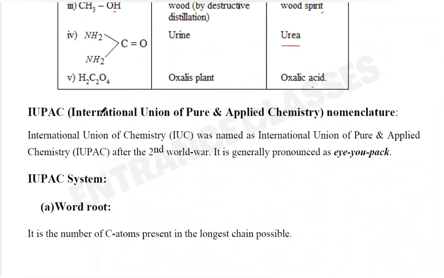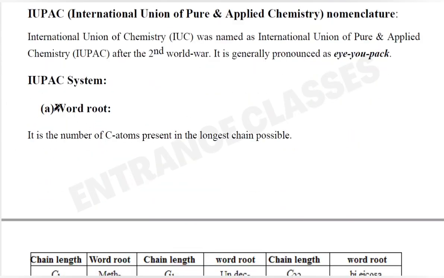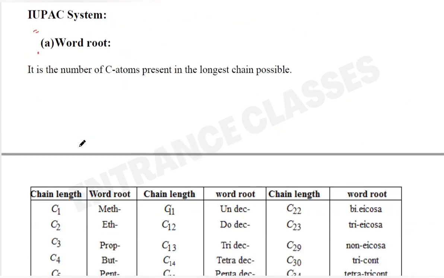Now IUPAC, International Union of Pure and Applied Chemistry. First of all, we have to know the rules. Word root. What is word root? It is the number of carbon atoms present in the longest chain possible. That is called word root.